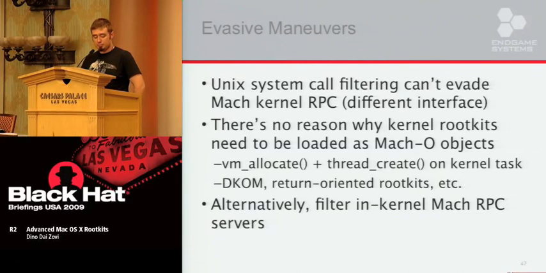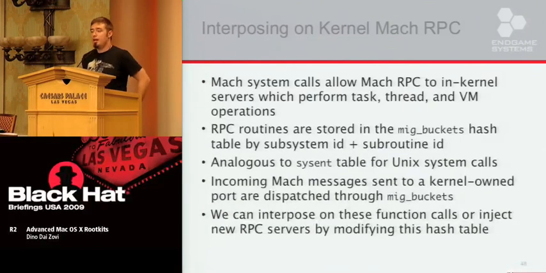And so what you need to do is filter the in-kernel Mach RPC. Basically, analogous to the Unix system call table, there's also a table called MIG buckets. This is where the function pointers for all of the in-kernel RPC servers are stored. It's a hash table rather than just a straight table, so you have to do a little more work to find the right place, but it's just a table of structures with function pointers in them like anything else, and you can just overwrite these and intercept the incoming messages.